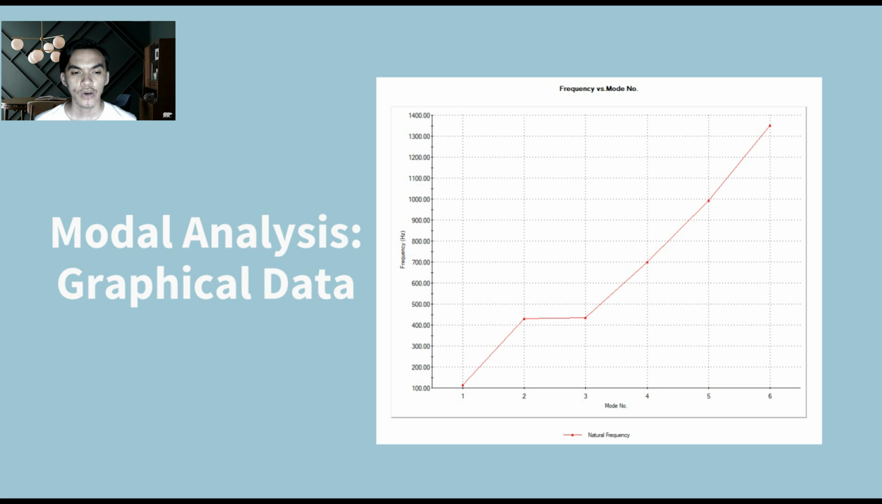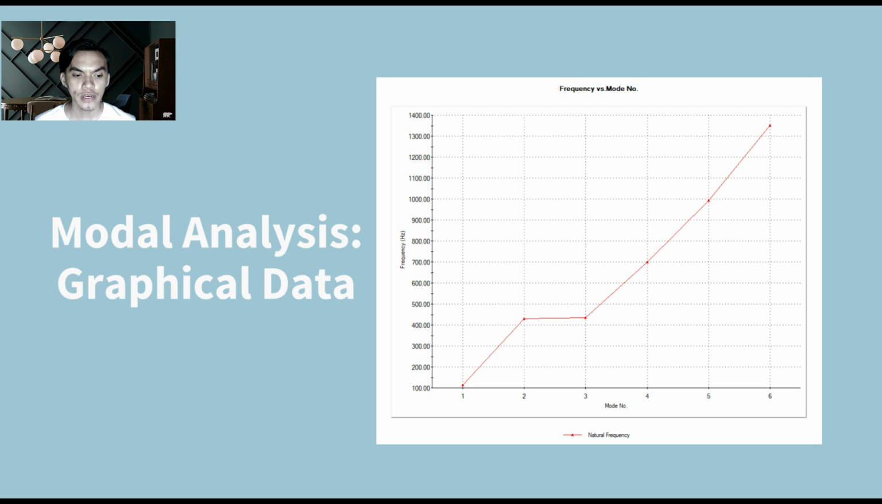As we can see on the graphical data of modal analysis, for the frequency versus the number of modes, the number of modes increases as the frequency of the system is also increasing. It is the same as what is shown on the tabulated data of the modal analysis. As we can see on the graph, as the number of modes increases, the frequency is also increasing. Therefore, the natural frequency also increases.